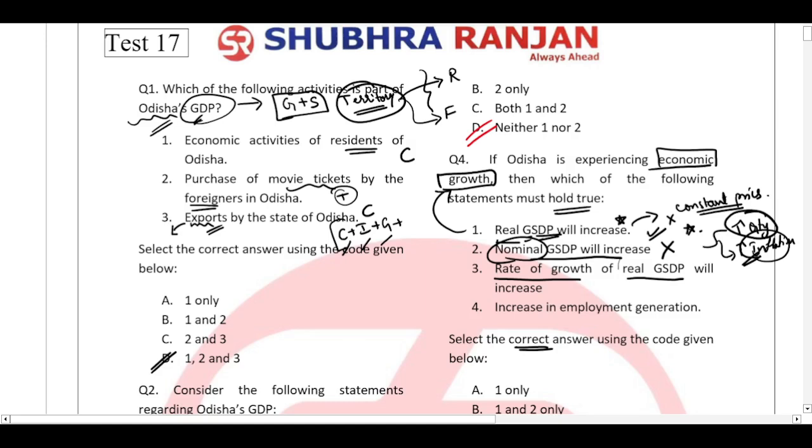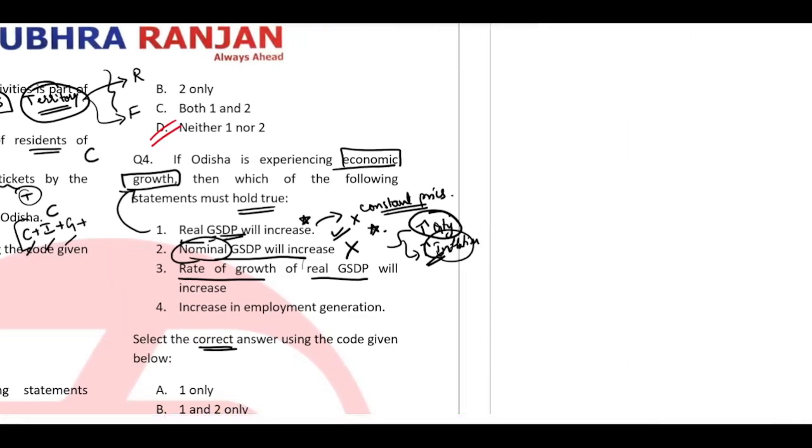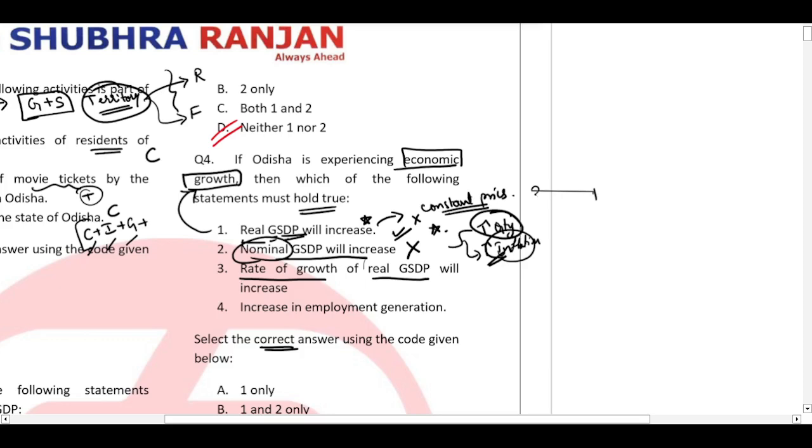Let us take a numerical example to understand this. Say, for example, the real GSDP of Odisha for a particular year is 100 billion. For year 2, let us consider it will increase to 110 billion. For year 3, let us take it will increase to 115 billion.